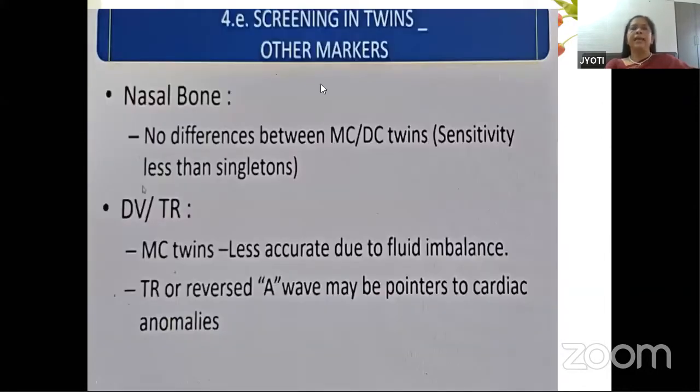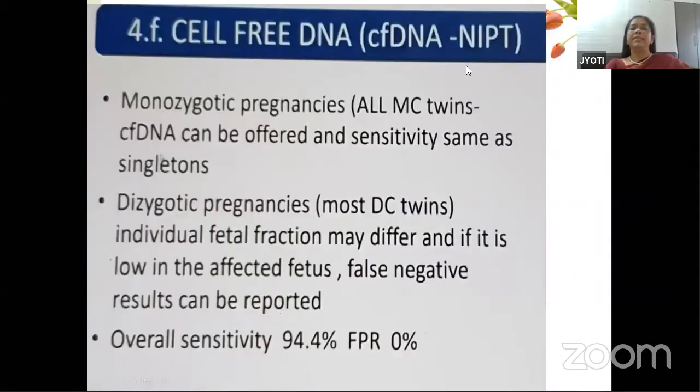Now, other markers like nasal bone, there is no difference between MC and DC. With DV and TR, in MC twins they are less accurate because of fluid imbalance. But tricuspid regurgitation or reversed A wave points to cardiac anomalies. Now, what about cell-free DNA, NIPT? Monozygotic pregnancies can be offered it and the sensitivity is the same as singleton, with 94.4% sensitivity. Whereas with dizygotic, each individual fetal fraction may differ, and if it is low in the affected fetus, you can have a false negative result.